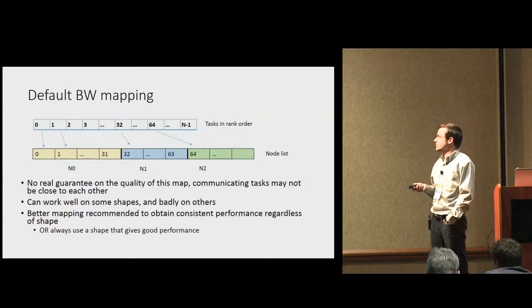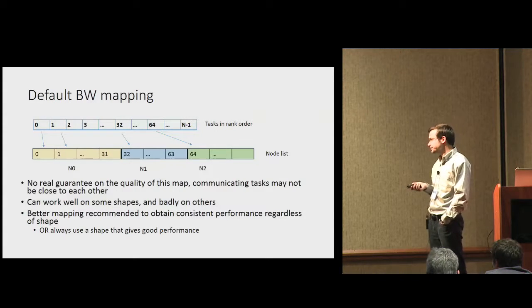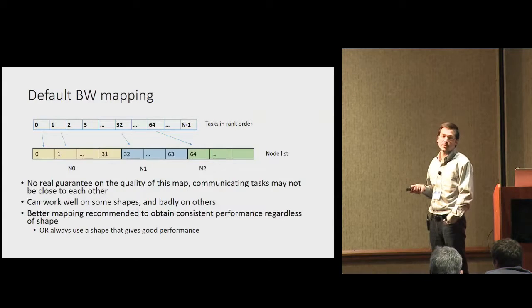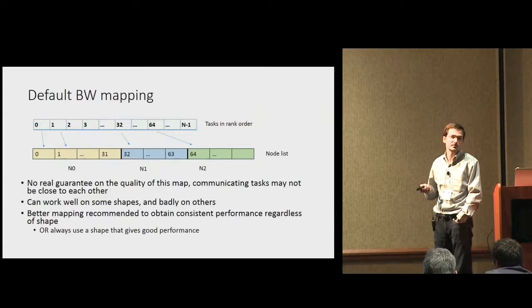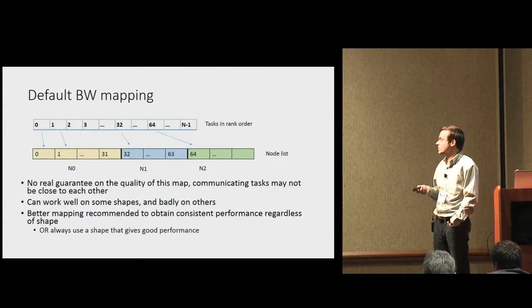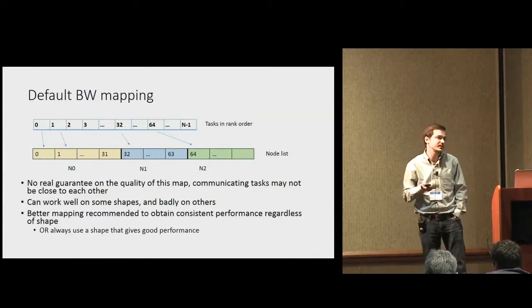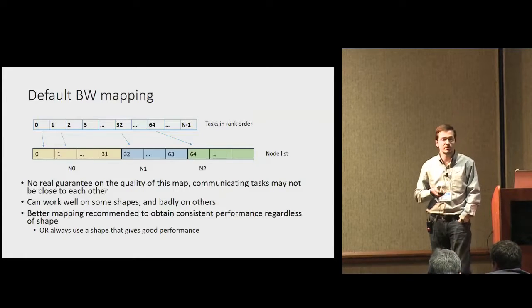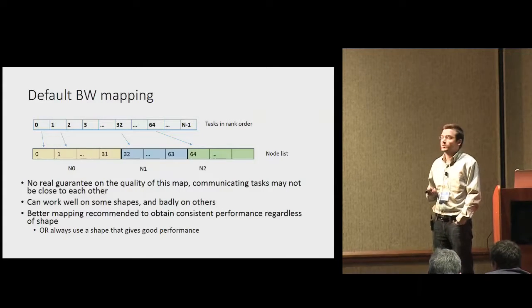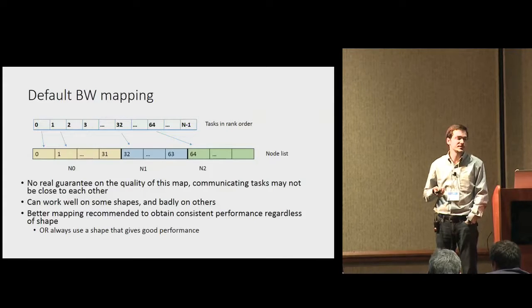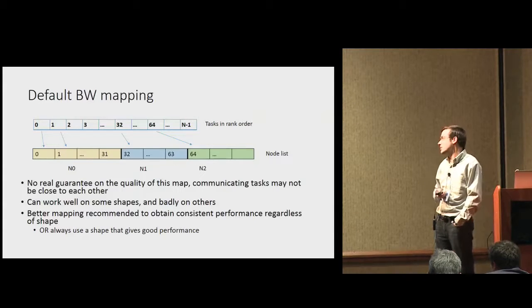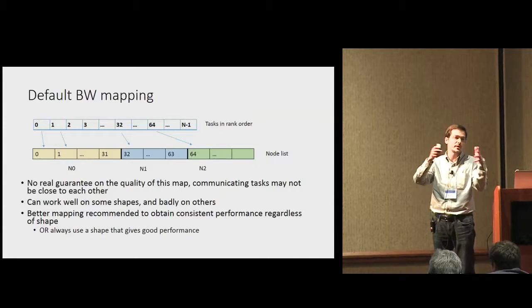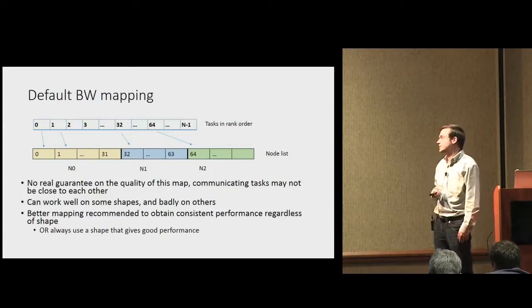So one solution, at least with the shape issue, is if you're getting bad mapping with some shapes, then you can run on shapes that you know are good. But the problem is, how do you know what shape to use? You could do it by trial and error. And another problem is if you're requesting a specific shape, then the scheduler could take much longer to launch the job, because you need to wait until that shape is available.